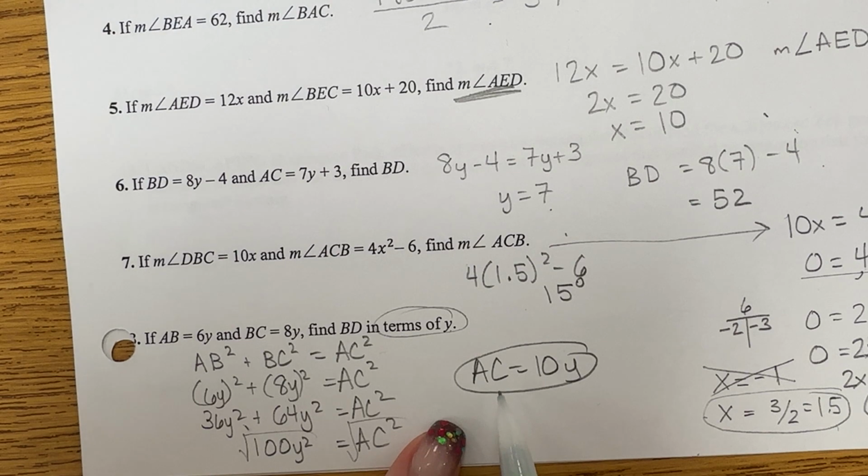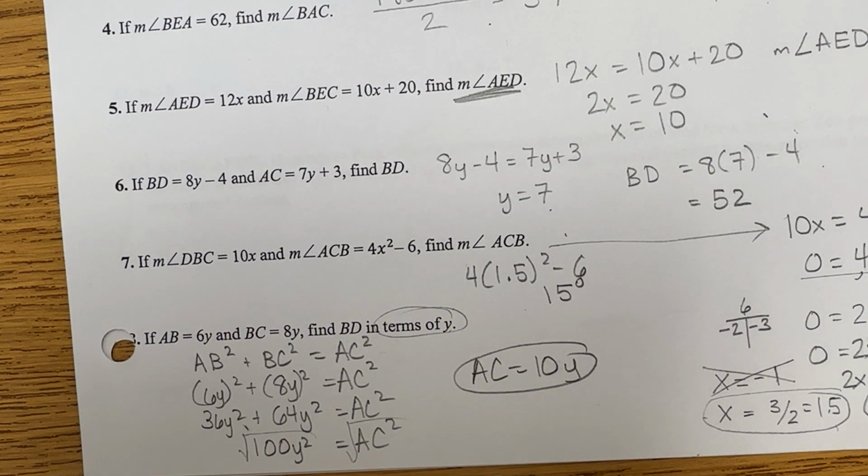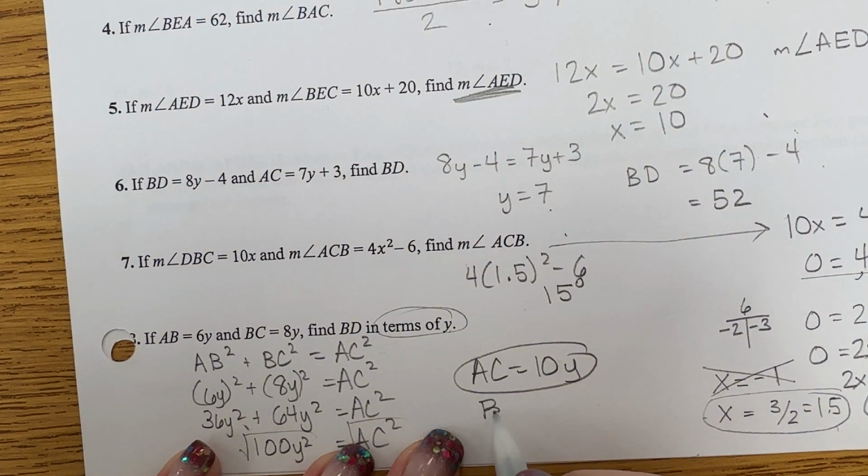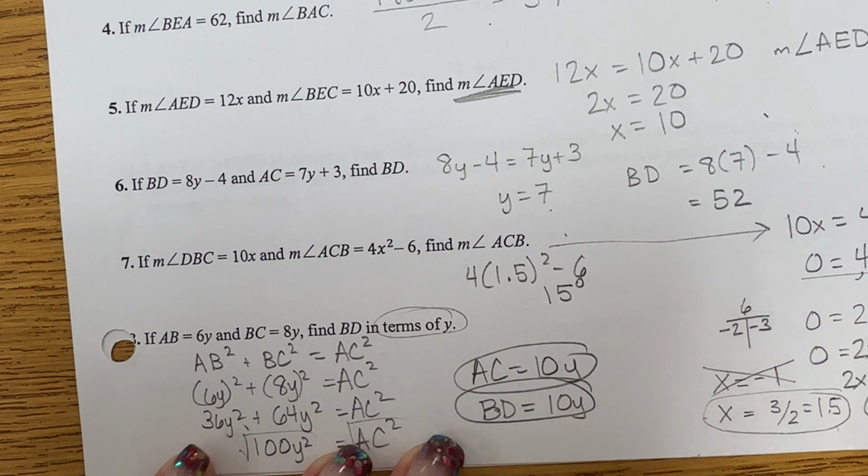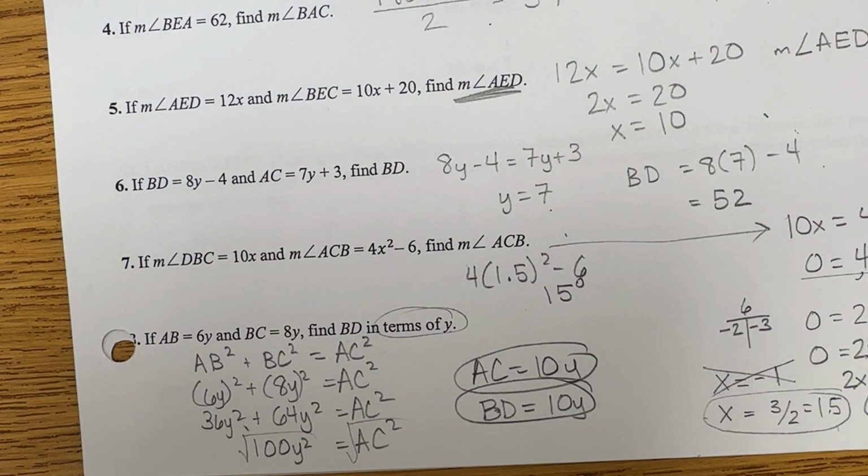Now, what if you're saying to me, but they ask for BD? Well, the diagonals are the same length. So if I know that one, I know this one. It's also 10y. And that's how you work a problem like that.